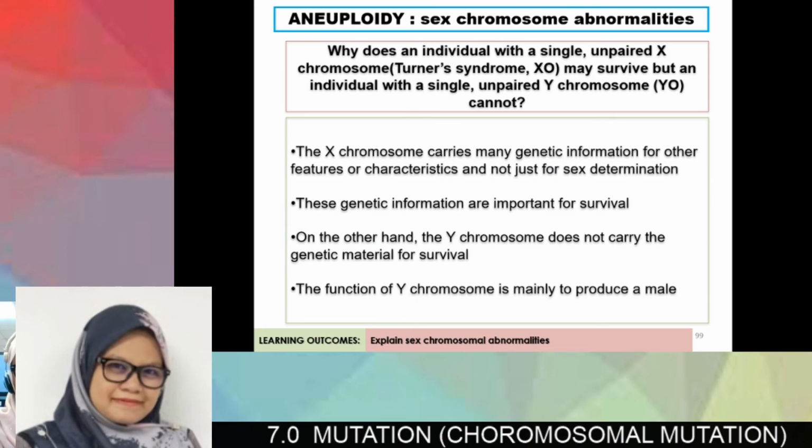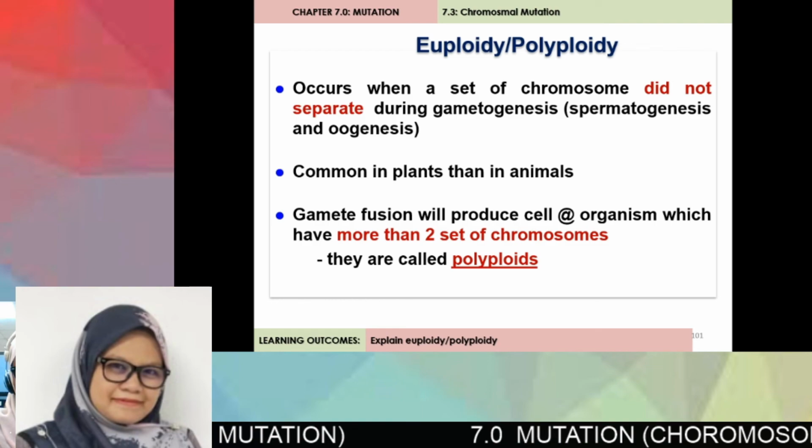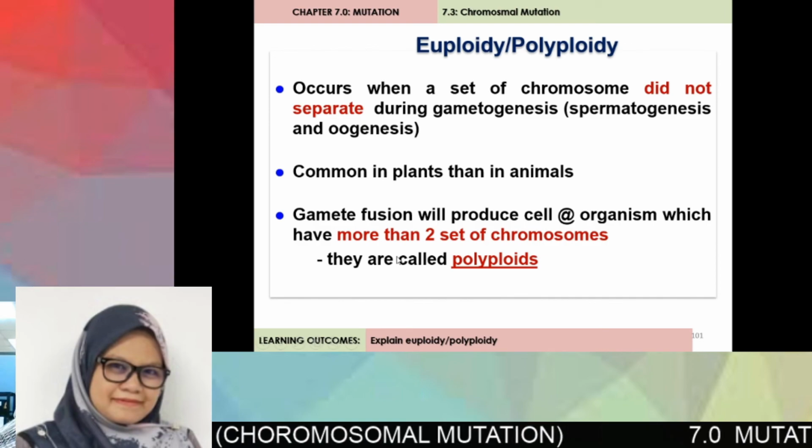Okay, this one pun saya dah jelaskan. Okay. Next, we proceed to euploidy or polyploidy. Is the change in number for the whole set of chromosome. Okay, so it occurs when the set of chromosome did not separate during gametogenesis, spermatogenesis or oogenesis. So common occur in plant than in animal. So the gamete fusion will produce cell or organism which have more than two set of chromosomes. So this called as polyploid.